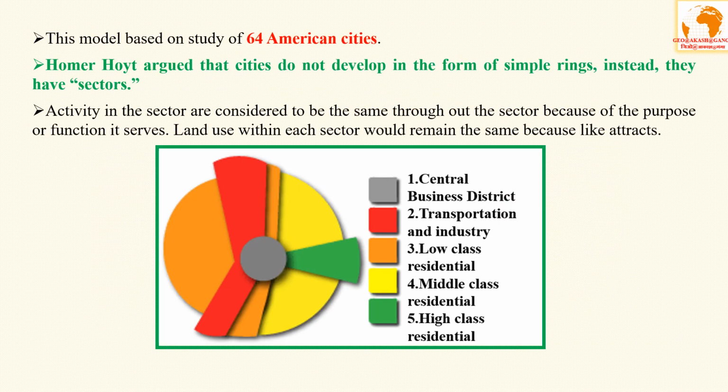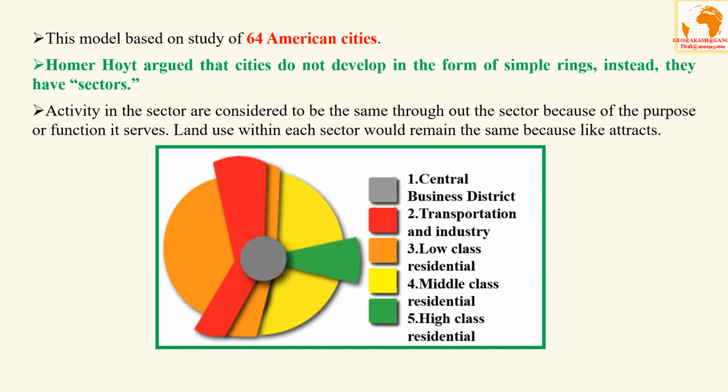As we witness population growth, it is becoming more and more essential to understand how cities work. This model is based on a study of 64 American cities. Studies on patterns of urban growth, urban settlement and land use are of great interest to the concerned people. Homer Hoyt argued that cities do not develop in the form of simple rings. Instead, they have sectors. Homer Hoyt in 1939 suggested that a few activities grow in the form of sectors which radiate out along the main travel links.